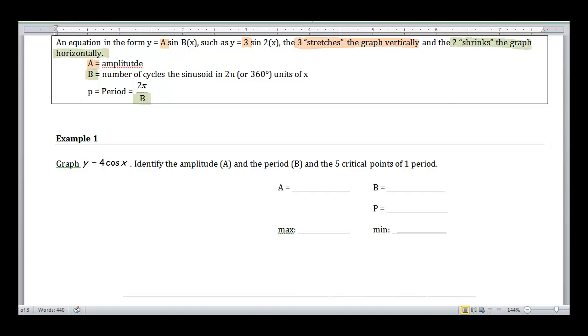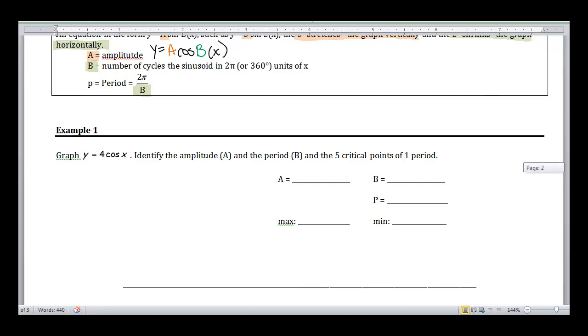You can also write this with the cosine function. If you had y equals a times the cosine of b x, a again would tell us our amplitude, and b would tell us how much to shrink the function by along the x-axis.